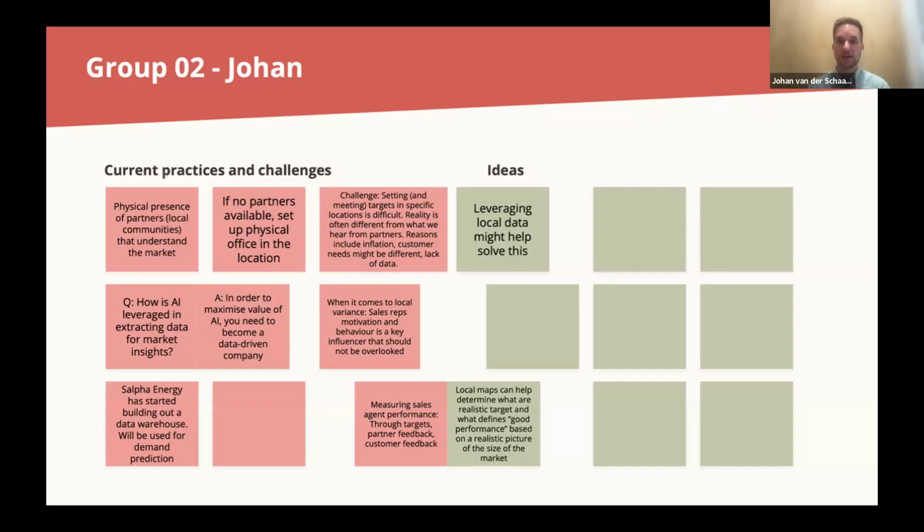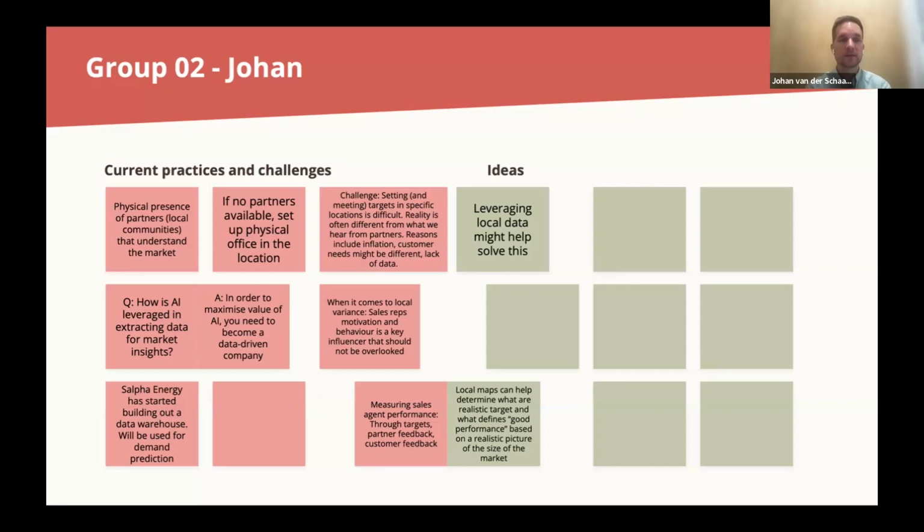So you can use the database and these maps to determine what is actually a realistic sales target for a sales agent. And does that mean we can, based on that, say whether that sales agent is really motivated or not? I thought that was a nice little use case that was being explored.